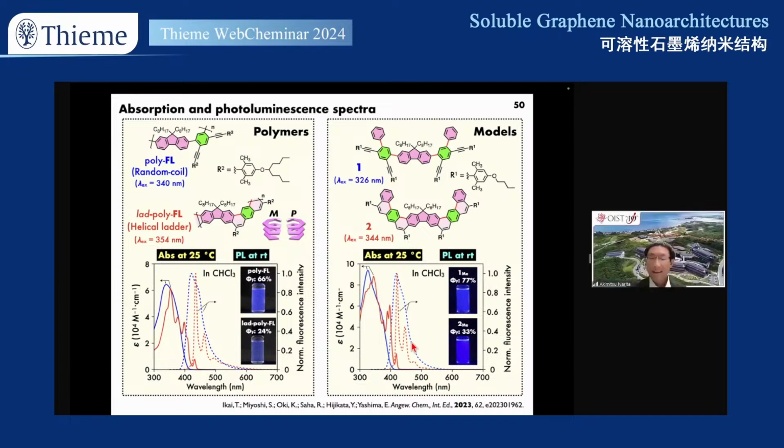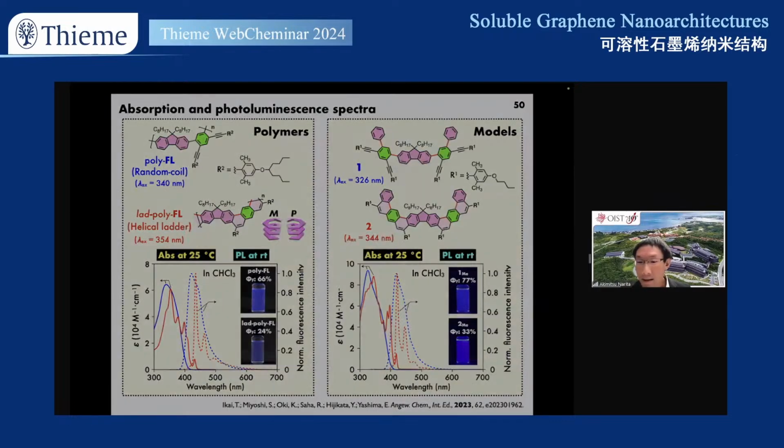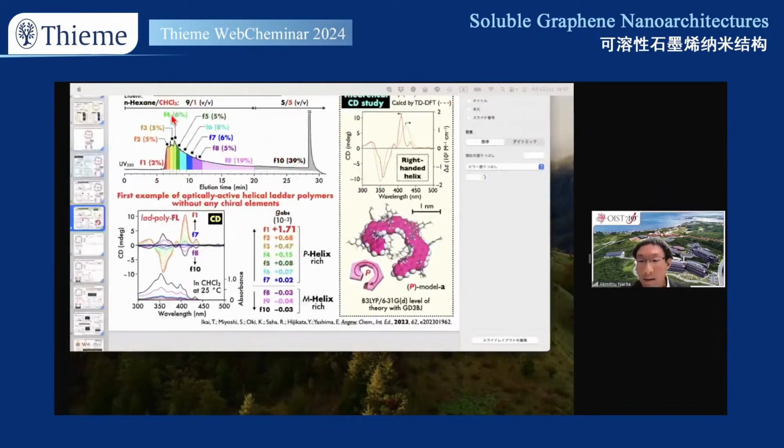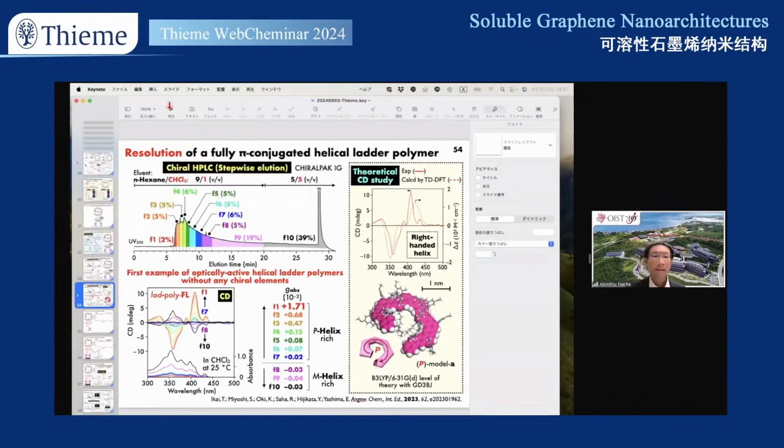Thank you. The next question is from Funju Yen: Thanks, Professor Ikai, for sharing these fantastic and beautiful works. From the results of the chiral HPLC trace for poly 8Me under stepwise elution, is F10 close to the models?